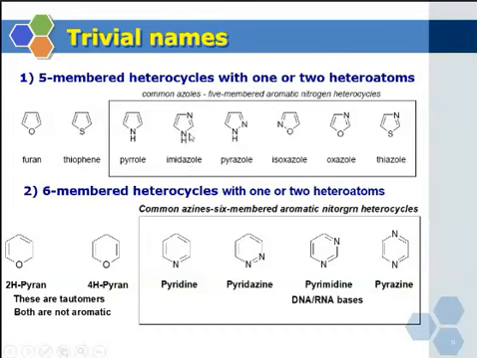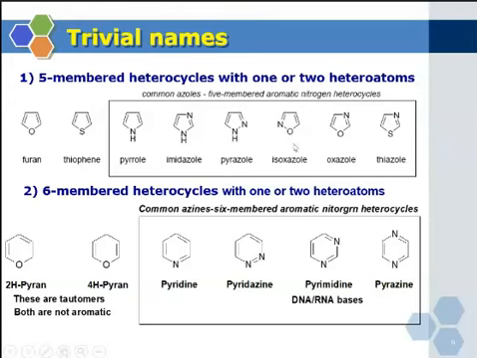Similarly, if the relative position of these 2 nitrogens is, instead of 1, 3, at the 1, 2 position, then this heterocyclic ring is called pyrazole. Most of the time, students get confused between these 2 names. 1, 3 relative position is called imidazole, whereas 1, 2 relative position is called pyrazole.